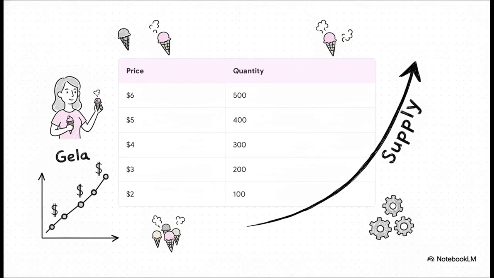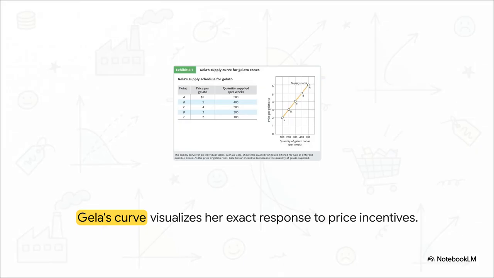Mirroring our buyer, let's examine a seller named Gela. Her supply schedule reveals a perfect numerical step. At $2, she's only willing to supply 100 cones. But for every single dollar the price rises, she offers exactly 100 more. By the time we hit $6, she is highly motivated and supplying 500 cones. Plotting those exact data points gives us an upward sloping curve, visualizing her direct response to price incentives. As the price goes up, her business model becomes crystal clear. Higher potential revenue directly yields higher production output.